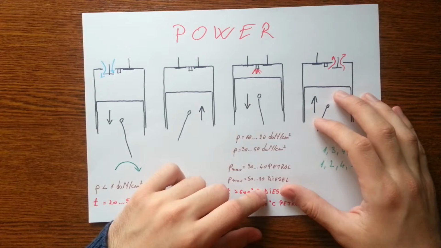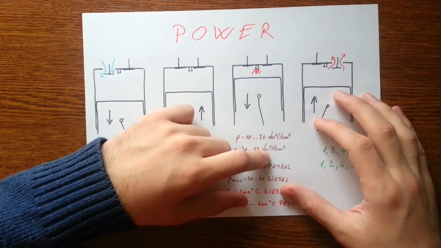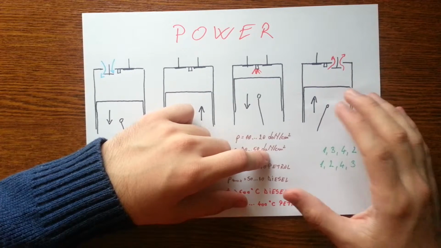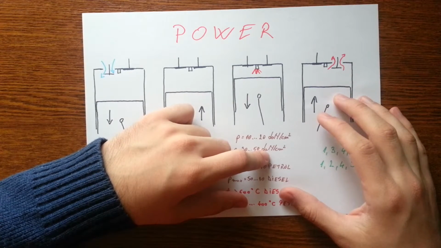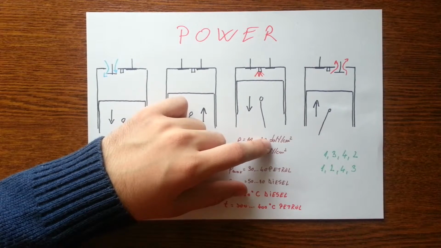Rapid expansion of the burning gas drives the piston down the cylinder, and the downward thrust, also known as the power stroke, is changed by the connecting rod to rotary movement of the crankshaft.